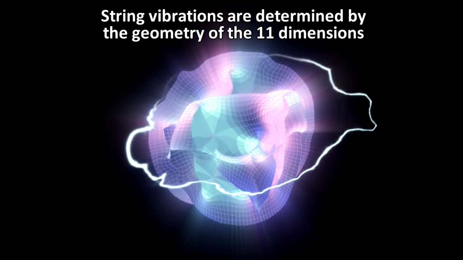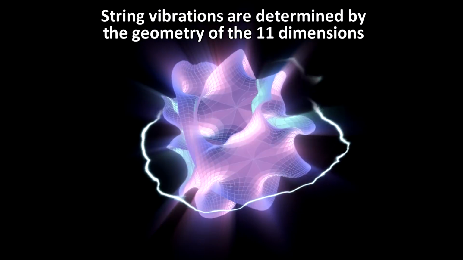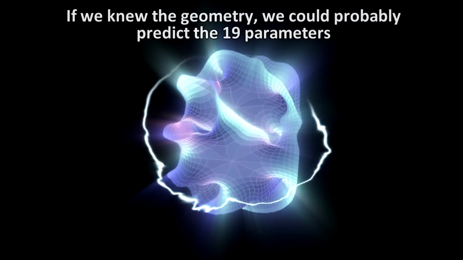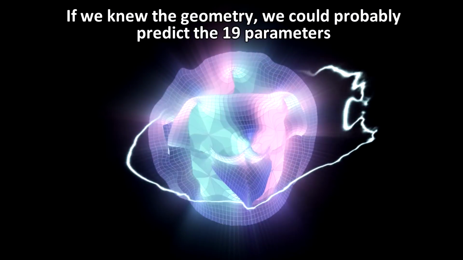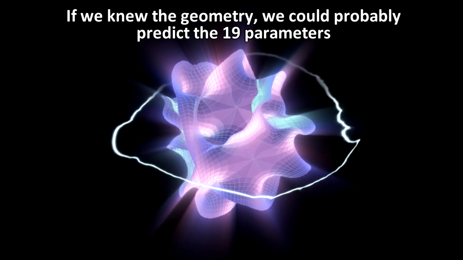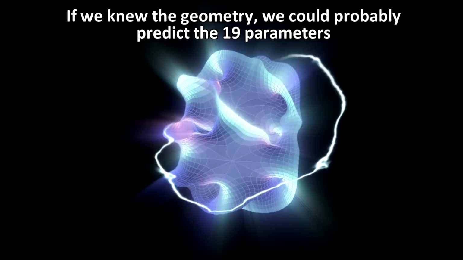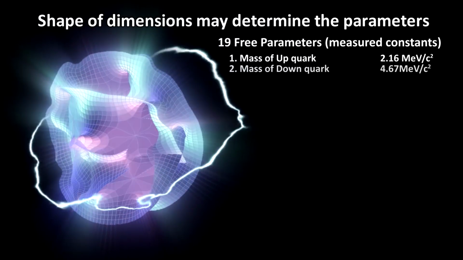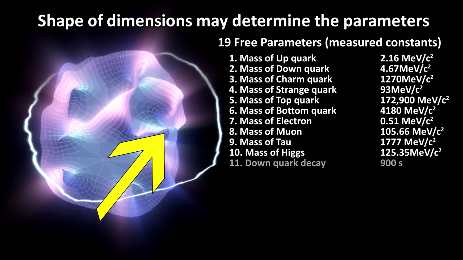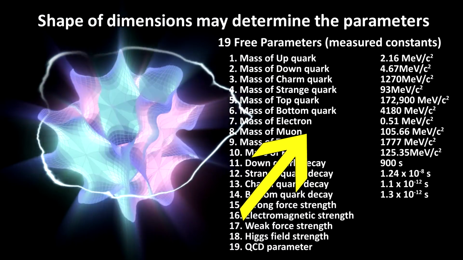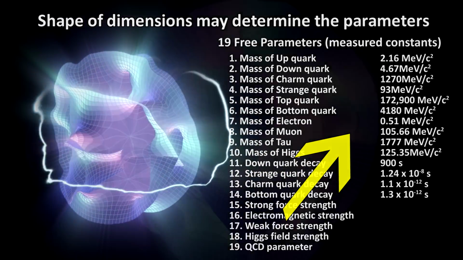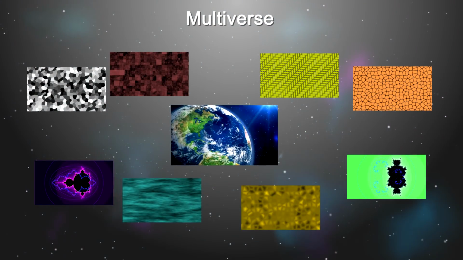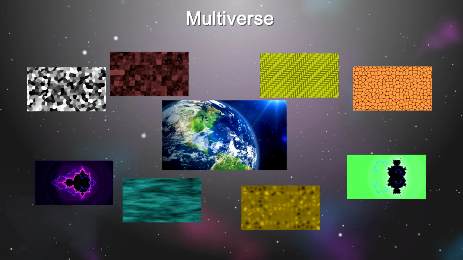The issue is that the shape of those extra dimensions is not known. But if it was known, then the mathematics of string theory could tell you exactly what the vibrations would be. And this would give us a theoretical basis for why the parameters are the numbers that they are. In other words, the shape of the extra dimensions may determine the exact magnitude of those parameters. And if these shapes were any different, then the numbers would be different, and the universe as we know it would not exist. A different universe would exist, perhaps.